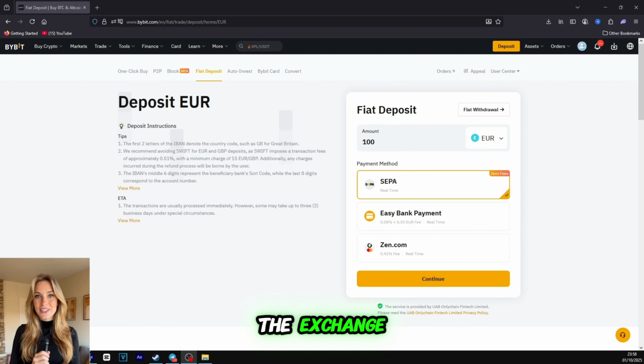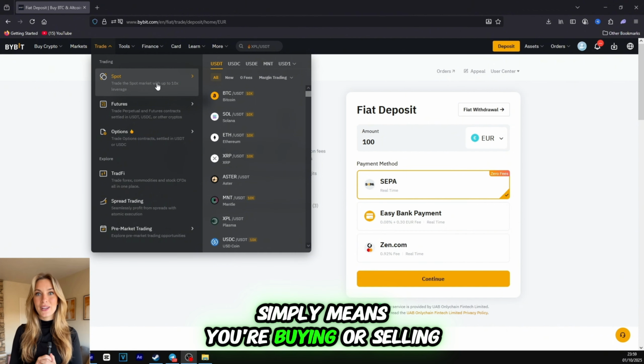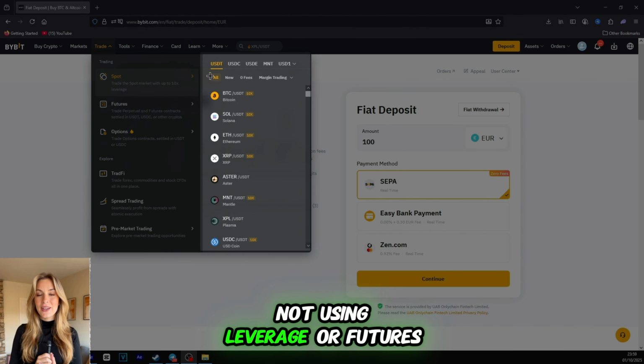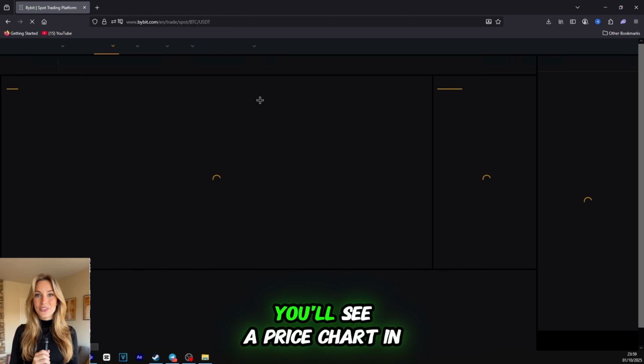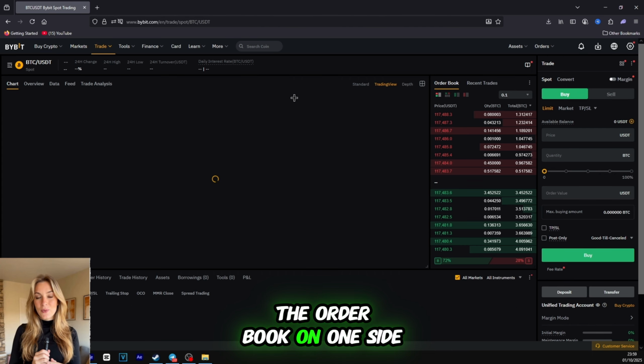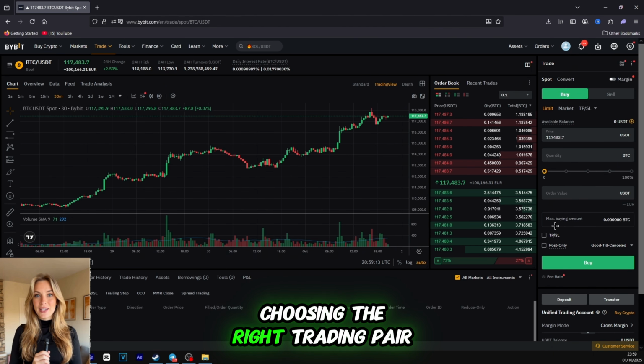Once your money is on the exchange, it's time to place your first trade. Go to the Trade tab and choose Spot Trading. Spot simply means you're buying or selling crypto directly, not using leverage or futures. Every exchange trading screen looks nearly identical. You'll see a price chart in the middle, the order book on one side, and the buy and sell order form on the other. The first step here is choosing the right trading pair.